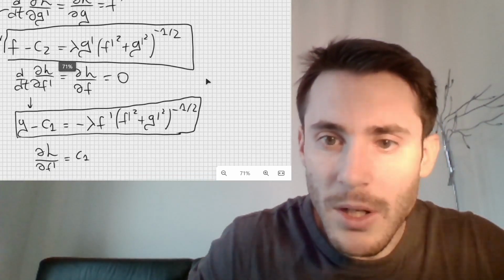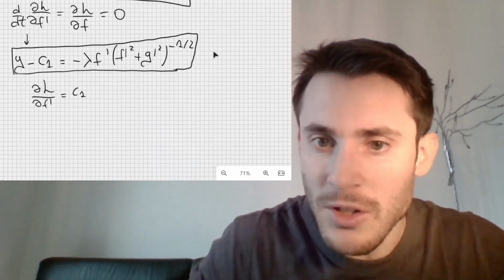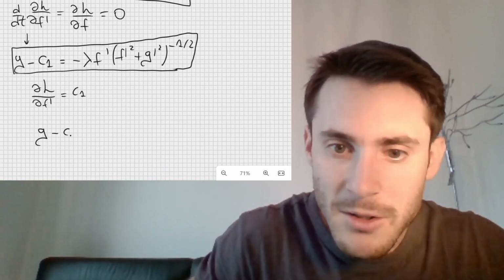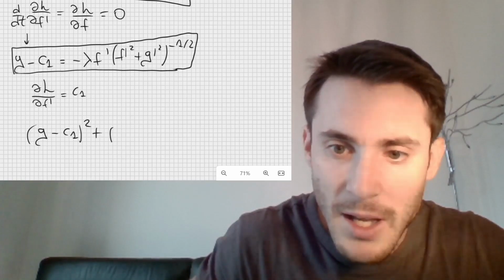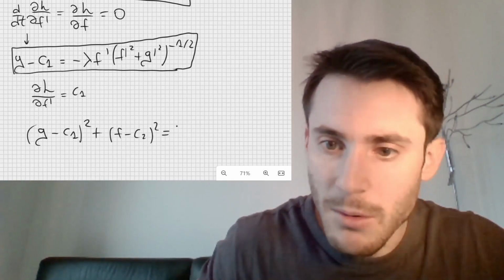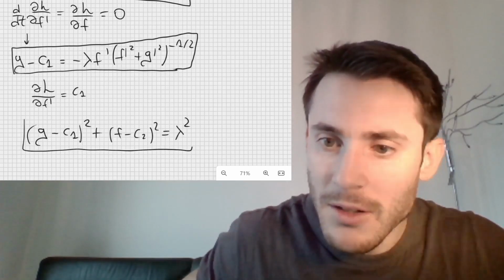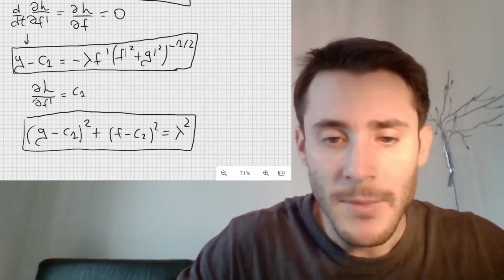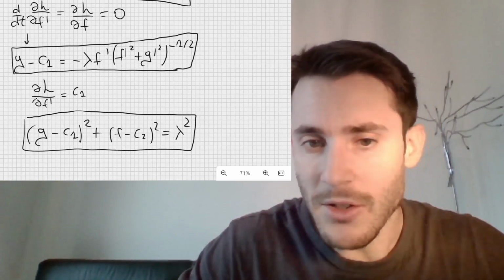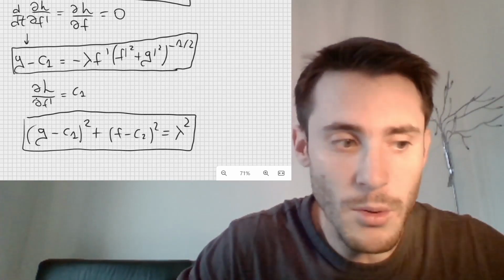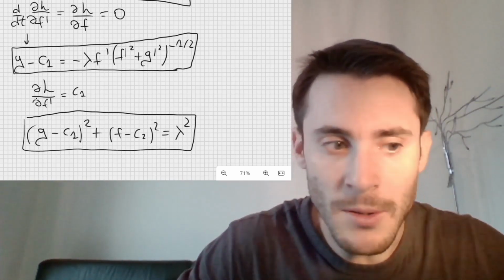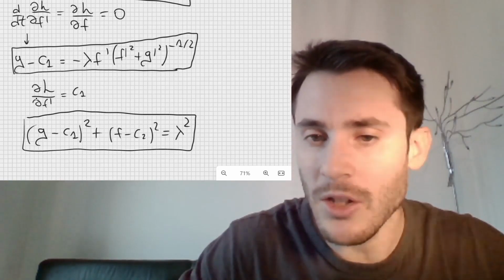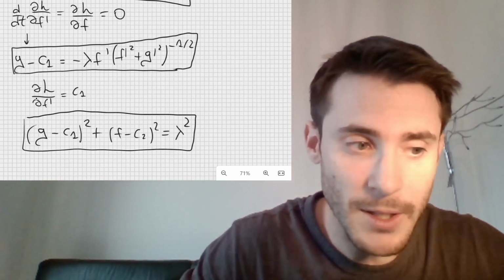And now what we are going to do is square both sides of the equations and sum them. And if you do so, the equation that you get is (g minus c1) squared plus (f minus c2) squared is equal to lambda squared. And what is this? This is the equation of a circumference. And in this case, you can see that the constants c1 and c2 do not play a major role, since their variation only produces a translation. So it doesn't change the shape of our curve, which is a circumference.